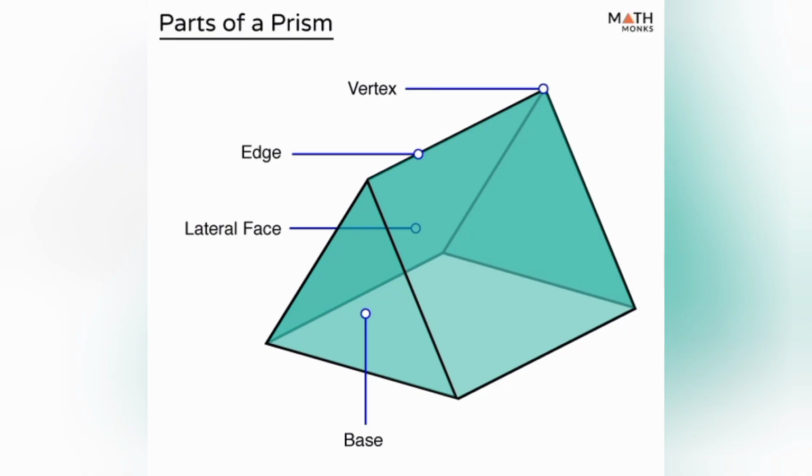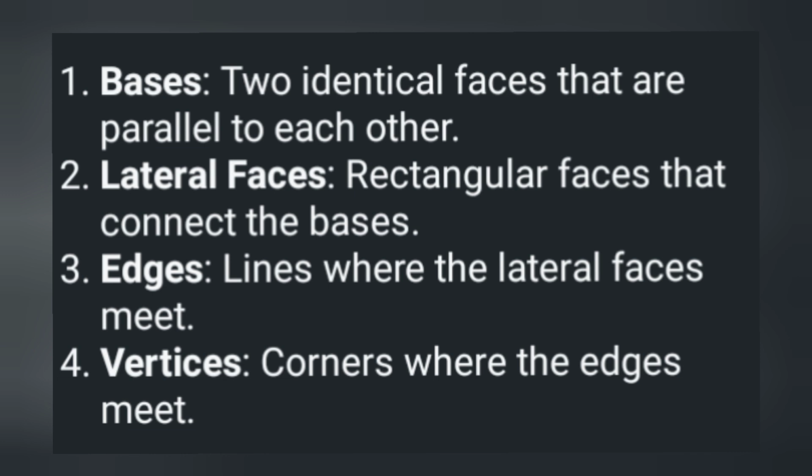Now look at the parts of a prism. A prism has four parts: vertex, edge, lateral face and base. Now let us look at the definition of each part of a prism. Bases: two identical faces that are parallel to each other. Lateral faces: rectangular faces that connect the bases. Edges: lines where the lateral faces meet. Vertices: corners where the edges meet.